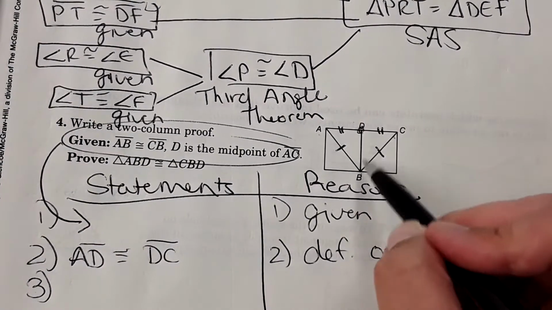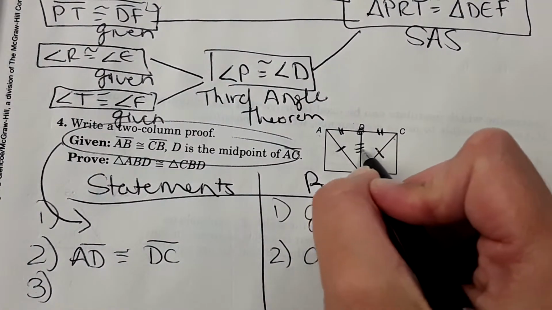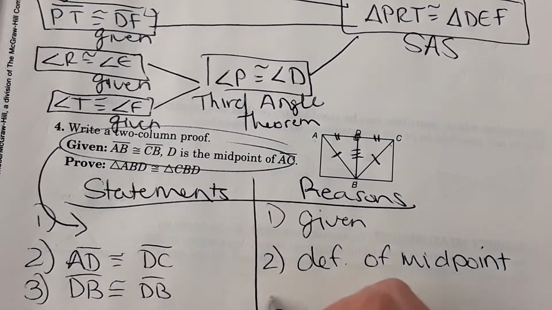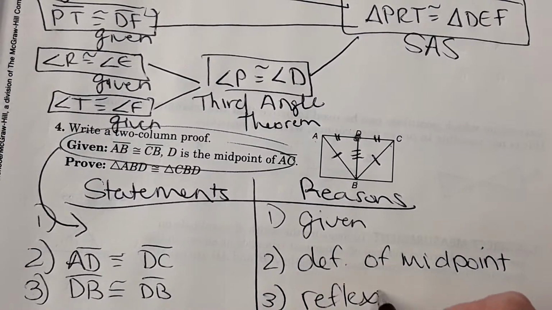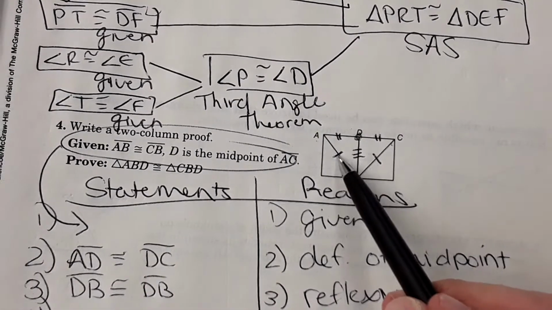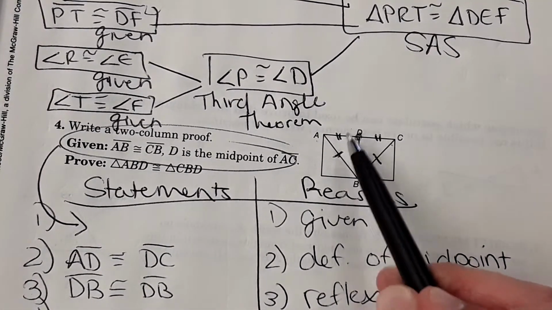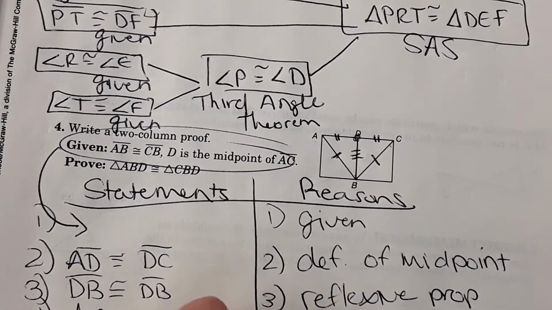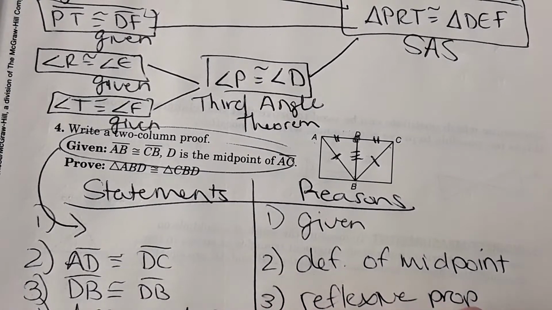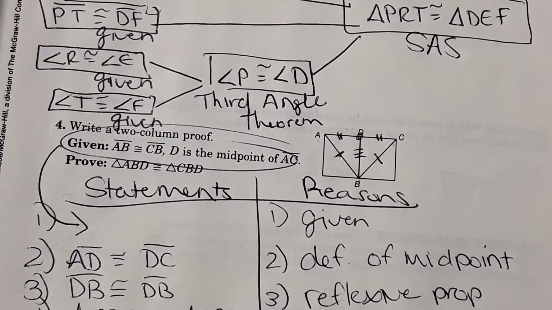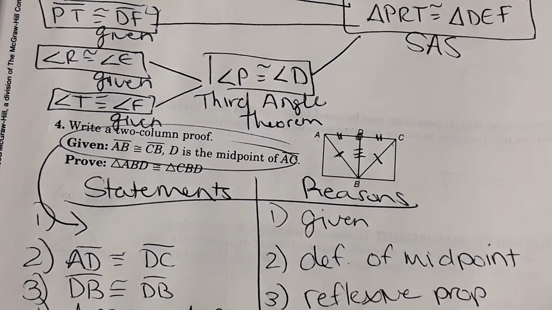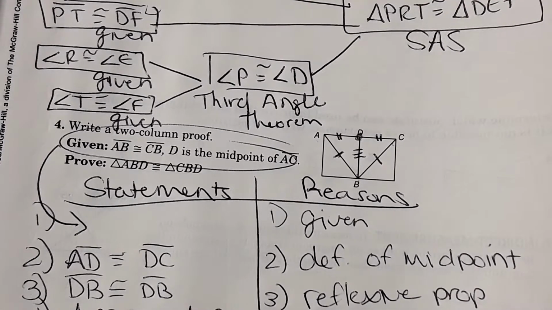Then DB is equal to itself because of the reflexive property. So DB is congruent to segment DB. Reason, reflexive property. And now we can say that these two triangles are congruent because side, side, side. So we can say that triangle ABD is congruent to triangle CBD because of side, side, side theorem. CBD. I know, this must have been written over 5 years ago. Yeah, because in the book it's like everything is triangle CBD.